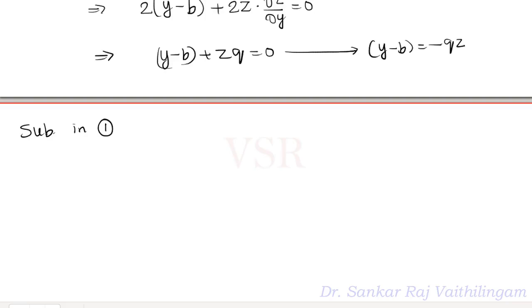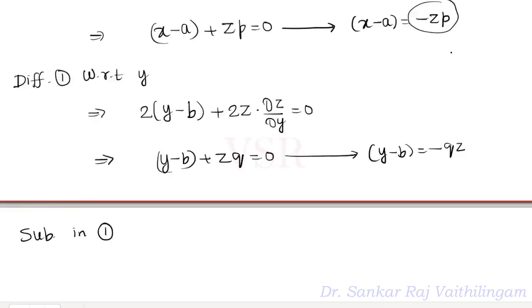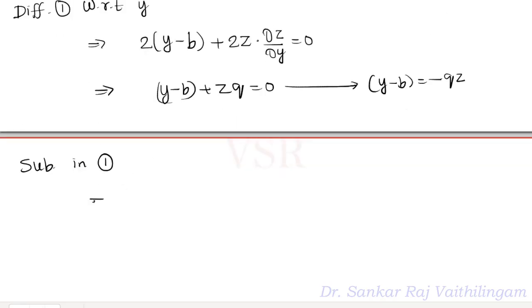What we will have? That is (x minus a) the whole square, minus (z p) the whole square, plus (minus q z) the whole square plus z square, which is equal to r square.